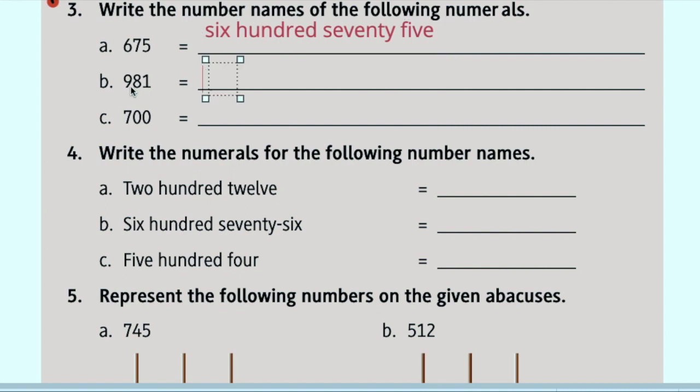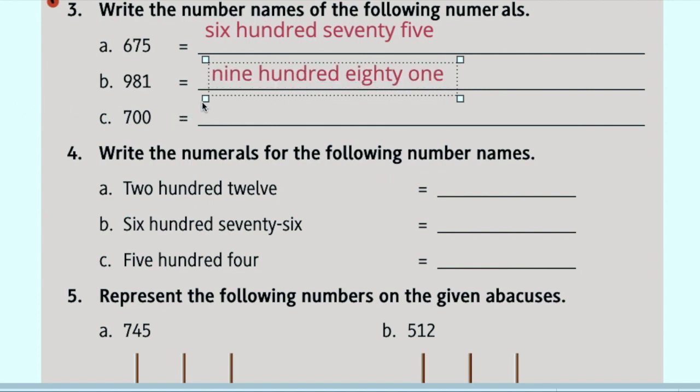B. We have 981. Here in hundreds place we have 9. So we are writing nine. After that we have to write the place value, that is, we have to write the place where number 9 is in. Number 9 is in hundreds place. So we have to write hundred. After that we have 8 in tens place and 1 in ones place. Together it is 81. We have to write eighty-one.